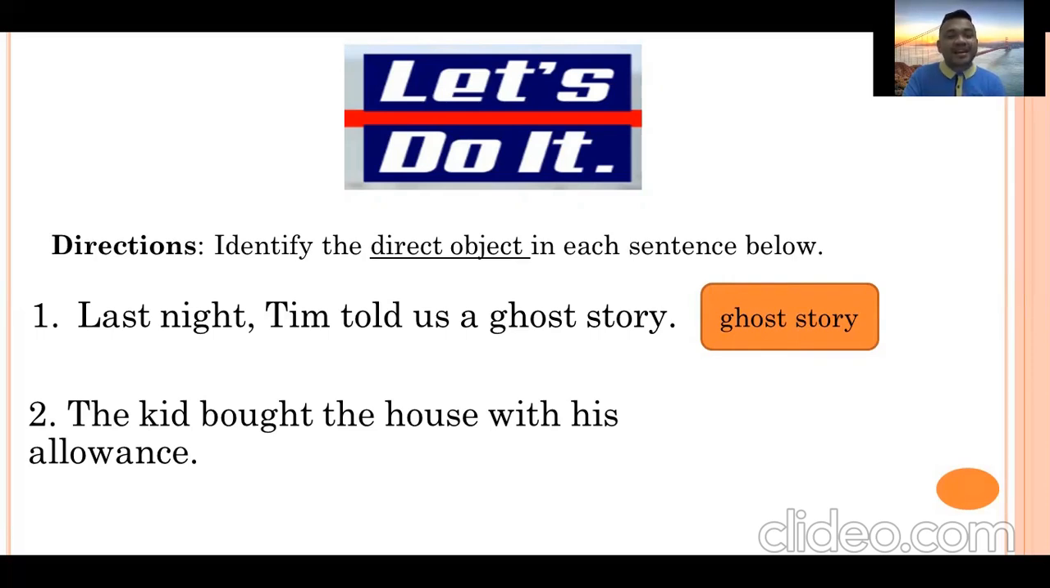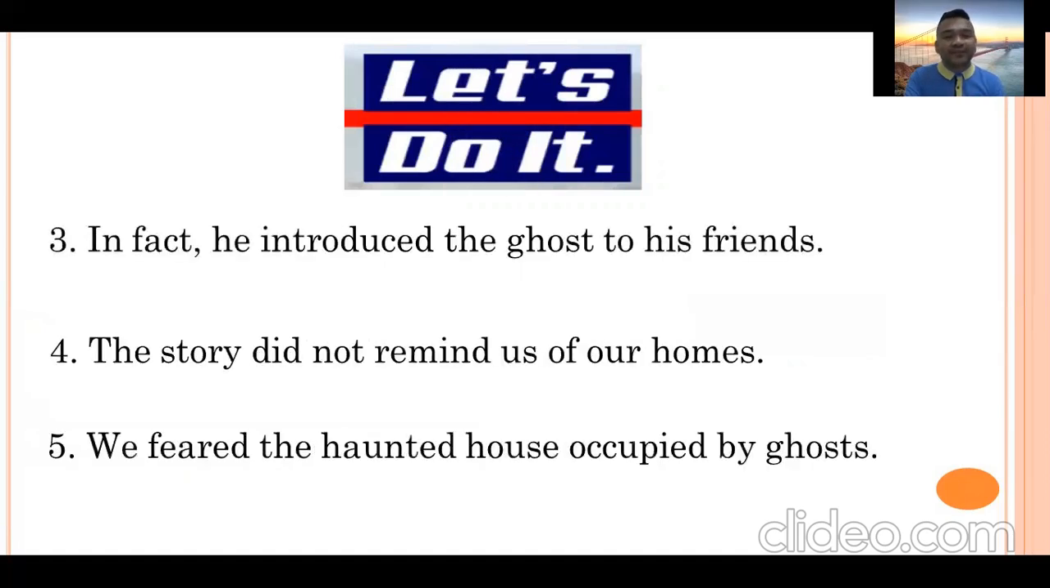Great job, we have the kid. And the verb here is bought. Bought what? Great job. So you know now the direct object. So the direct object here is the house. Okay, let's have questions 3, 4, and 5.